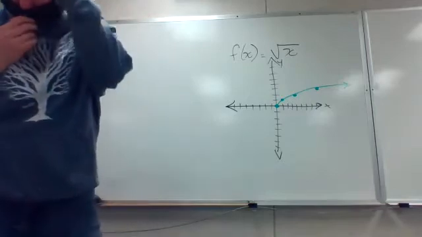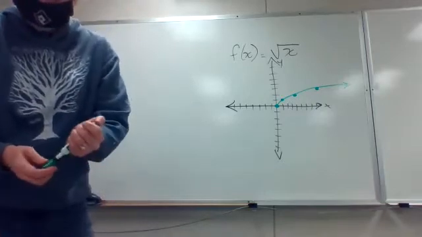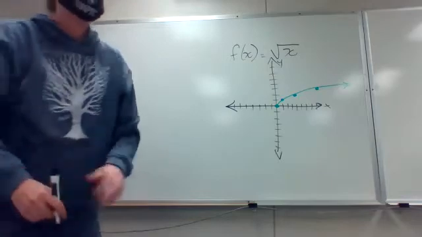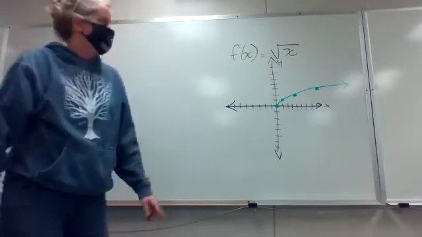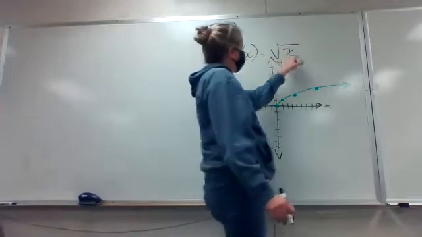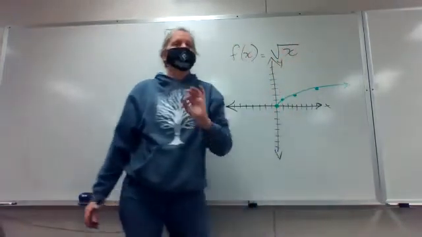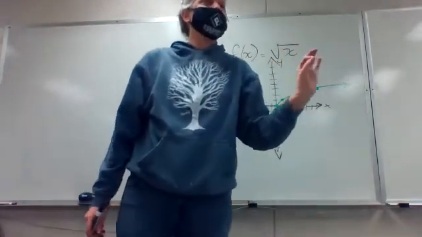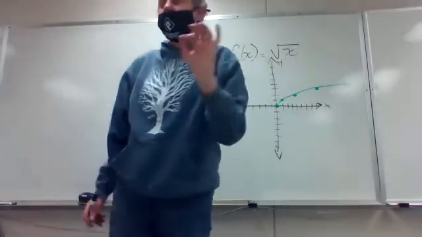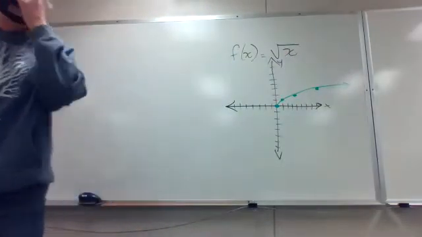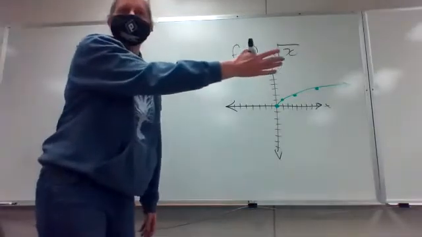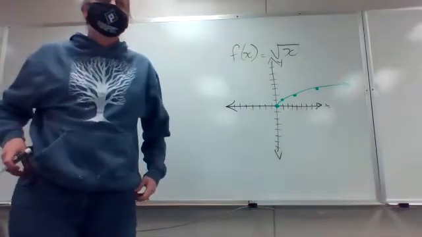Okay, let's talk about the domain of square root functions. What has to be under here? What does it have to be in order to not get an i? It has to be positive, right? If you're not positive under a square root, you're going to get an i and you're not going to be able to plot it. There's not an i on the number line. It's not on the real number line.